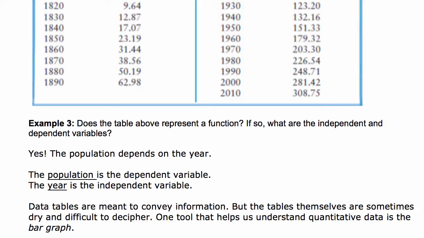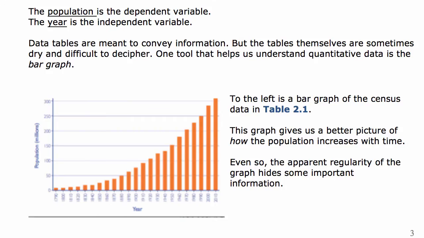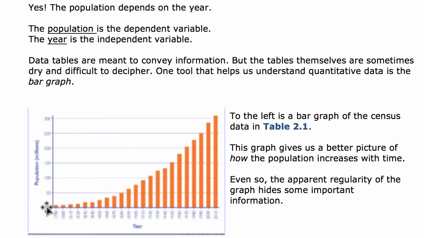One tool that helps us understand quantitative data is the bar graph. To the left is a bar graph of the census data in Table 2.1. This graph gives us a better picture of how the population increased with time. Even so, the apparent regularity of the graph hides some important information. We'll dive into this a little bit deeper after we talk about percentage change.